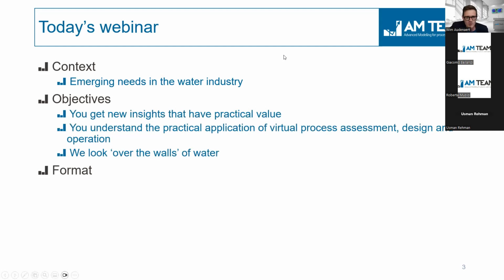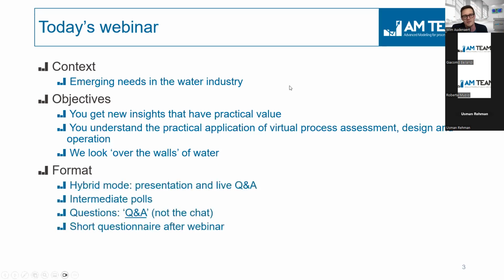What are the objectives today? You get new insights that have really practical value and relevance to you. You also understand the practical application of using computer models to virtually assess processes, to better design plants, and to also smartly operate them. Our intention was also to look a bit over the walls of the water industry. This means we have a mixture here of drinking water people, wastewater people, and also people involved in water reuse or multiple of those domains. The purpose is really to look higher level, because there are so many similarities and we can learn from each other, definitely when it comes to ozonation.